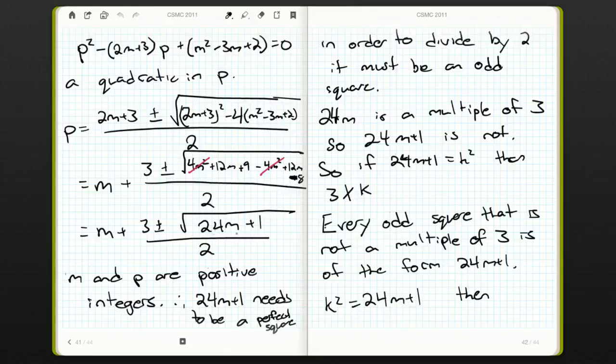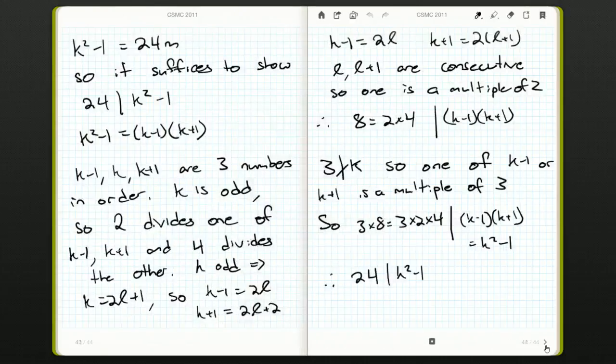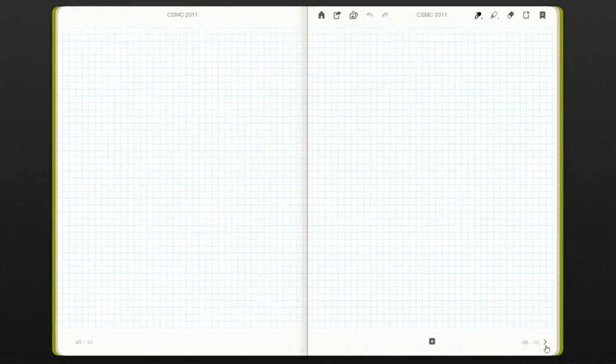It's clearly not even, because we need it to not be even and because this plus 1 means it's not even. So it's got to be an odd square. And since it's 24m plus 1, and 3 is a factor of 24, we know it can't be a multiple of 3. But that's okay. Every other odd square that is not a multiple of 3 is of this form, so we're all set. We now know all the possible squares that we could be having.